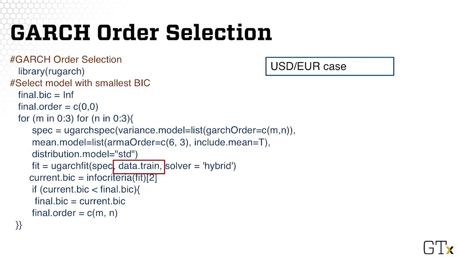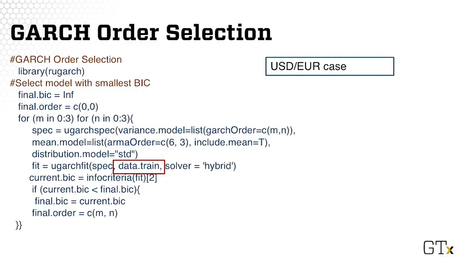Note that this time I'm fitting the orders on the training data, which is a subset of the initial time series without the last months of the time series, July and August. The last 2 months of data are now for testing the prediction accuracy of the model. To select the GARCH orders, we loop through all combinations of M and N orders, taking values between 0 and 3, fit the ARMA with orders 6 and 3 and GARCH model with orders M and N, and then select the orders M and N for the model with the smallest BIC.